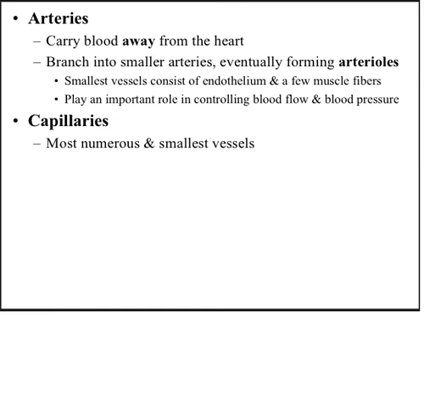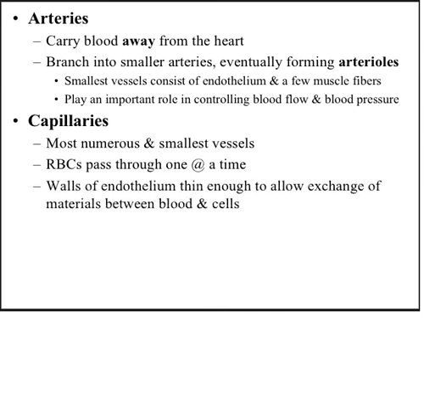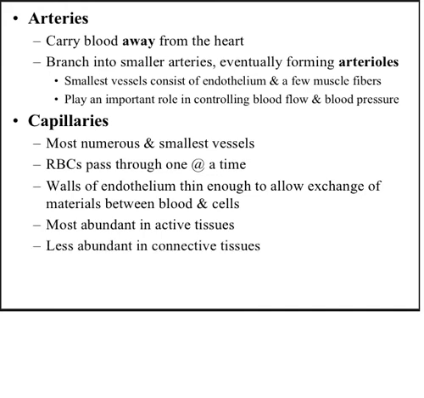Capillaries are the most numerous and the smallest vessels. Red blood cells are forced to pass through these tubes one at a time due to their narrow diameter. The walls of the endothelia are thin enough to allow the exchange of materials between blood and cells. It's most abundant in active tissues. So anywhere that you see metabolically active tissue, you're going to see abundant capillary beds. They tend to be less abundant in certain connective tissues, such as ligaments and tendons, for instance.